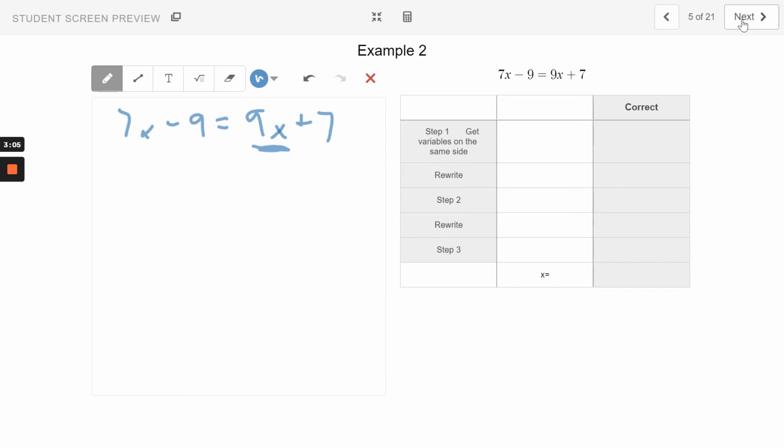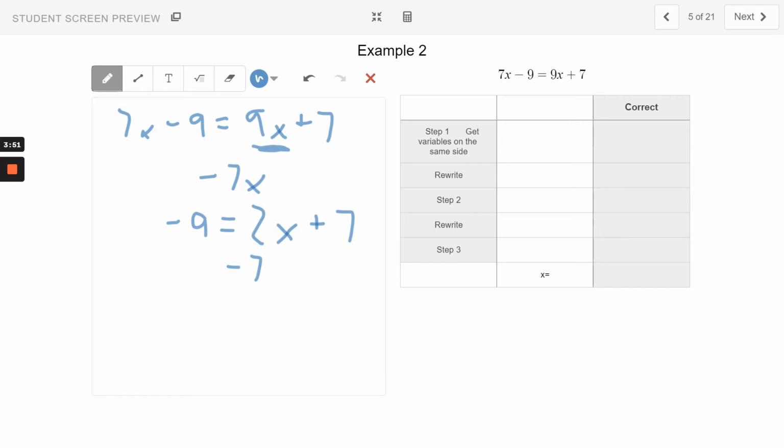So we're going to subtract 7x so that we can get all the variables to this right side. We would get negative 9 equals 9 minus 7 is 2x plus 7. So we chose to subtract the 7x because the side with 9x had more to start with. Now we have a two-step equation. We want to get the x by itself. So right now it has a plus 7. The opposite of adding 7 is subtracting 7.